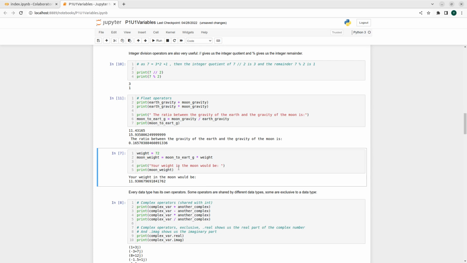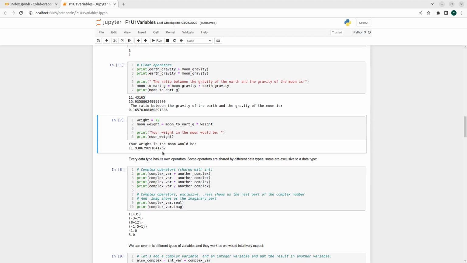For example, we could use our variables about the gravity of the Earth and the gravity of the Moon to compute our weight on the Moon. How do you do that? Well, we define a variable called Moon to Earth gravity, which is basically the ratio from the Moon gravity to the Earth gravity, and then we multiply our weight times this. So if my weight was 72 kilos, my weight on the Moon would be 11.93 kilos.